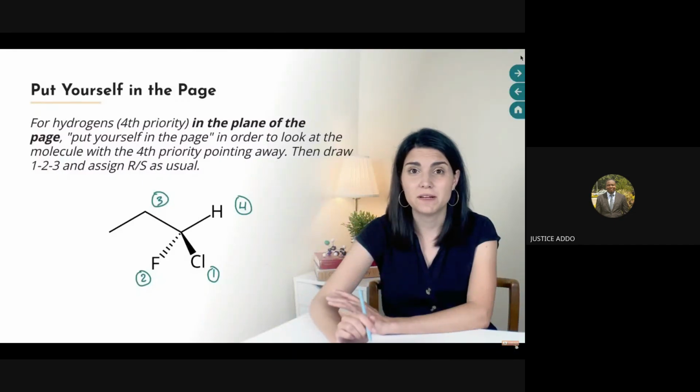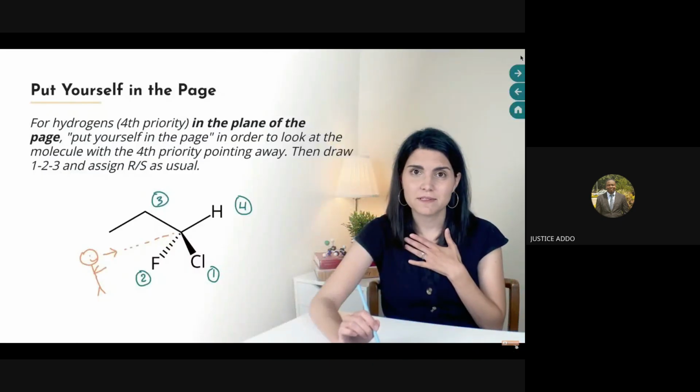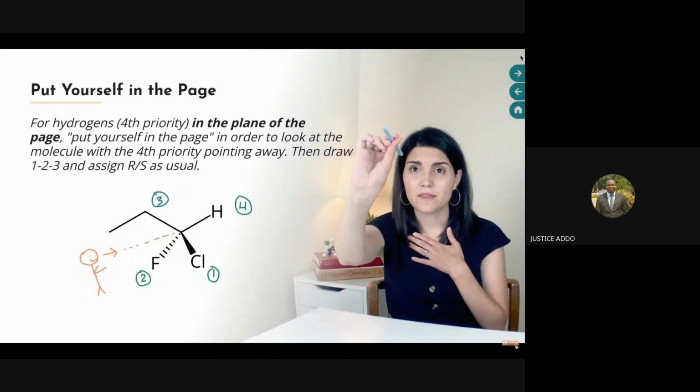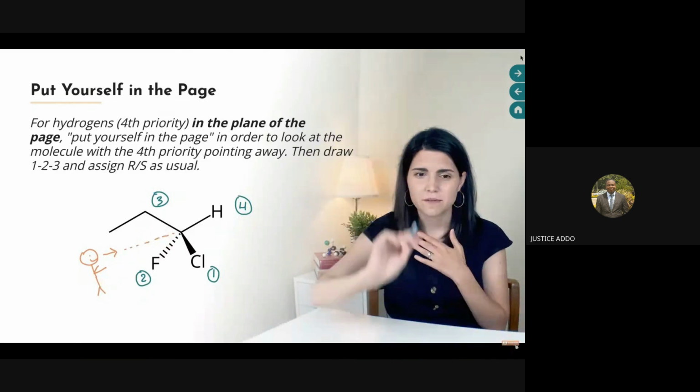That means it's not on a dash or a wedge, it's just on a flat bond in line with the page itself, just like on this molecule below. So here I'm going to imagine what I would see if I was standing within the page, looking straight down the bond from the chirality center to the hydrogen, which is pointing away from me.